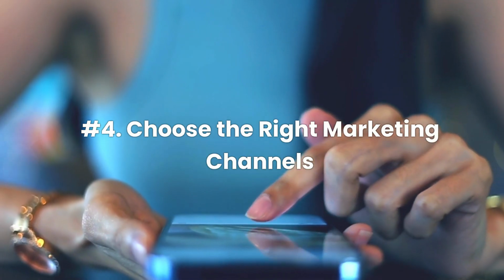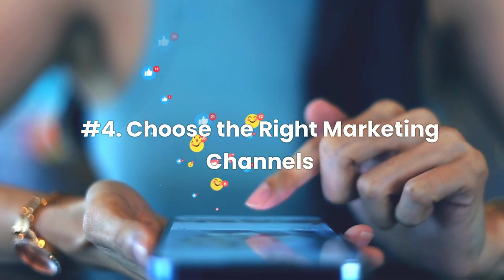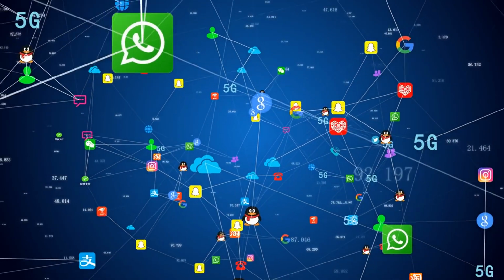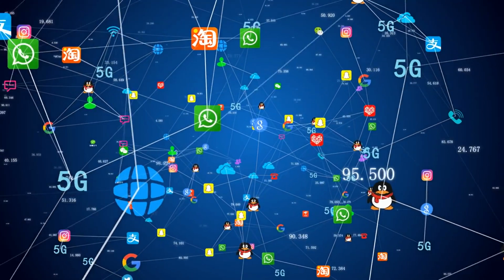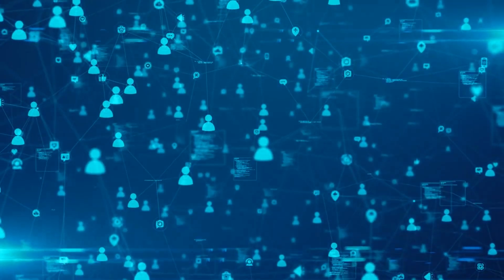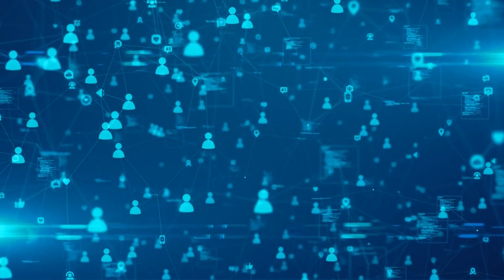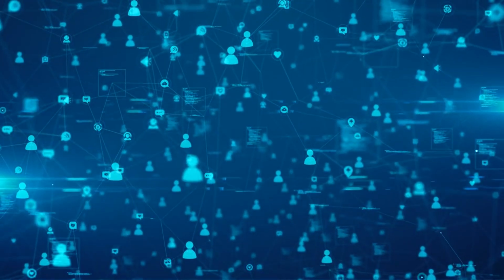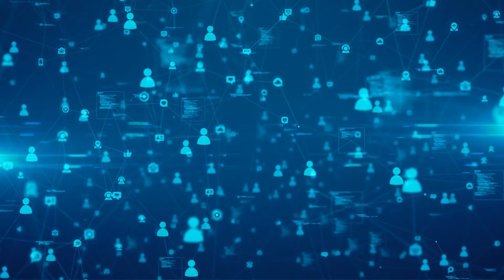Number 4, choose the right marketing channels. Selecting the appropriate channels is key to effectively reaching your audience while staying within budget. Social media. Platforms like Instagram, Facebook, LinkedIn, and TikTok are great for engaging with your audience and promoting your brand. Email marketing. Use email to share updates, promotions, and personalized offers with your customers.